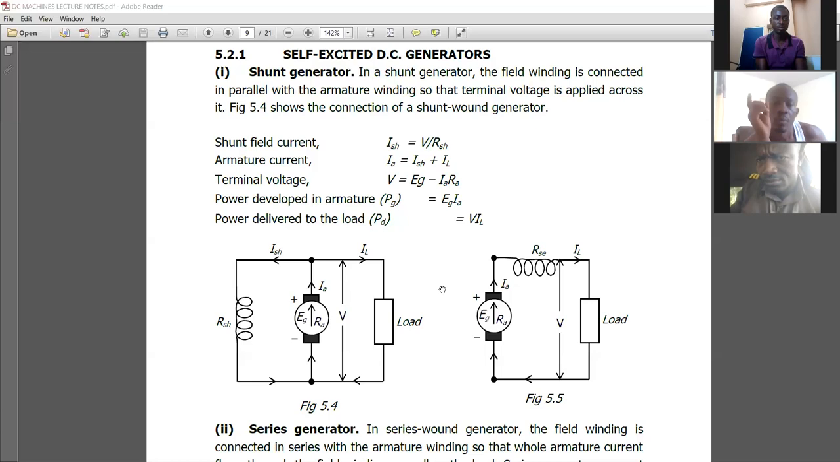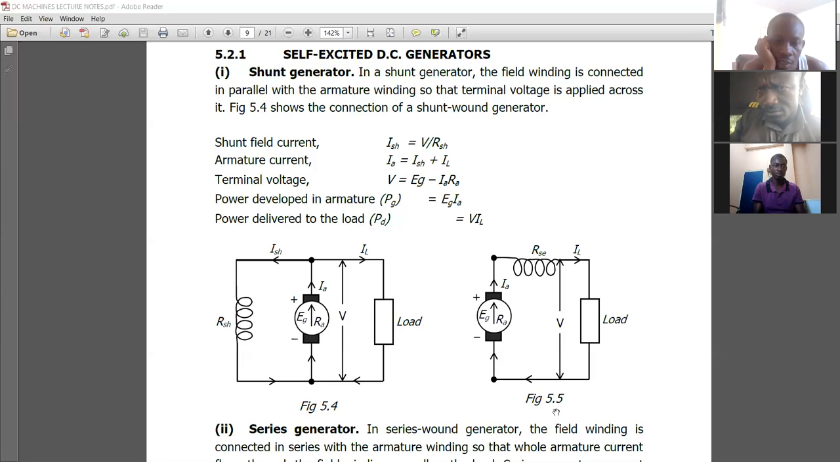Please, I have a question. What is the power generated in the armature winding? Like, what does it mean? So, the power generated in the armature? If you like, it's the total power. The total power in the device, including the load. Including the power that gets to the load.